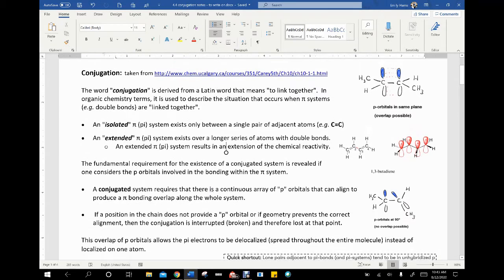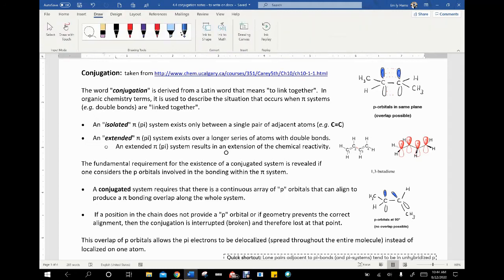So where this word conjugation comes from is actually from a Latin word that means to link together. So think about a big chain where all the individual links are connected. And so the idea is, well, we've got to be linking something together. And so what we're linking together are actually going to be the p orbitals within a pi bonding system.